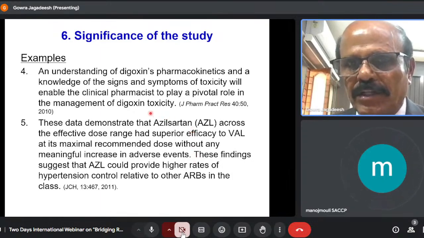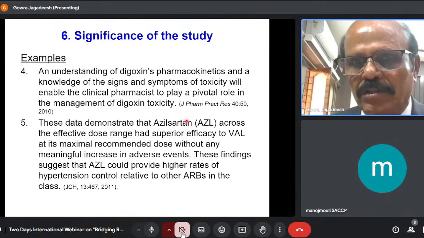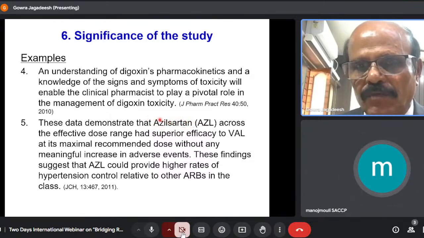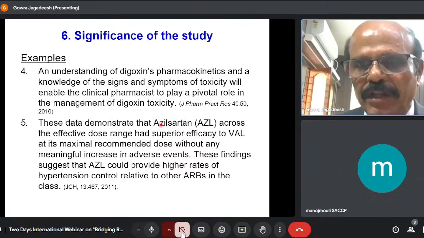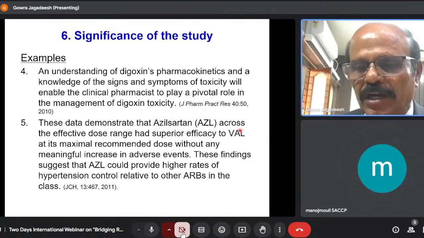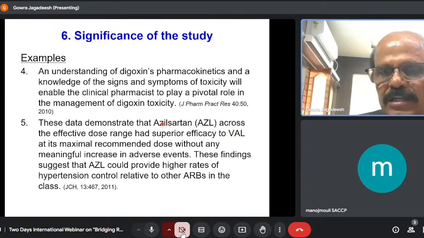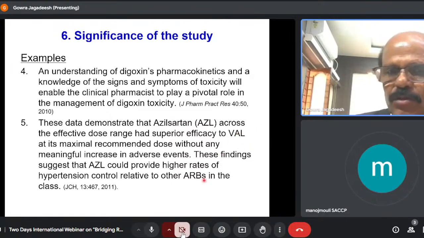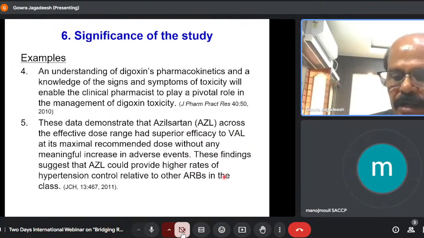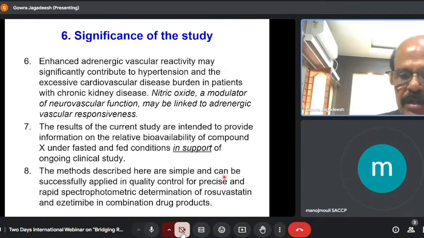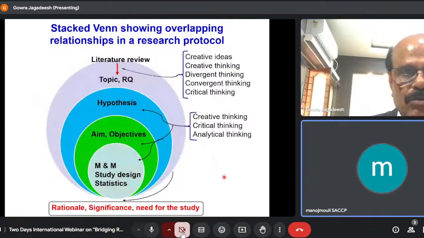Or for example, you are testing a new compound. This is the eighth antihypertensive in the renin-angiotensin system, where they wanted to test its efficacy, that it is not inferior to that of the existing, already approved compound valsartan. Then they wrote a protocol saying that azilsartan is not inferior to that of established valsartan. So in that case, definitely, this is considered to be one of the societal benefits. I have given a few examples to show that.